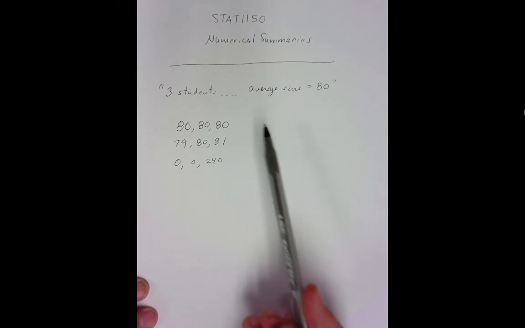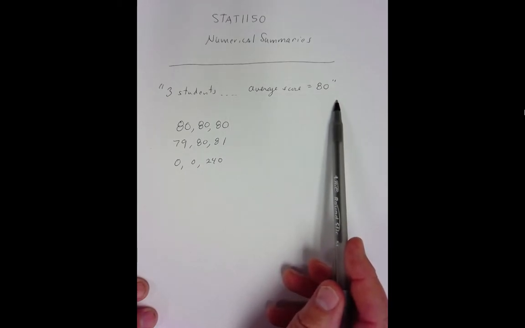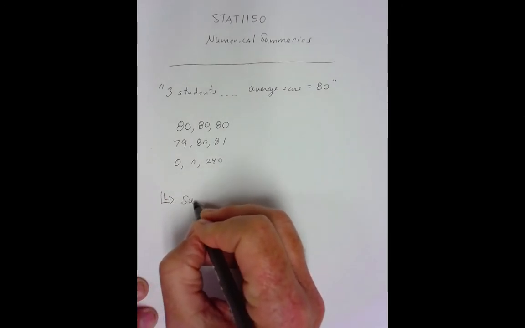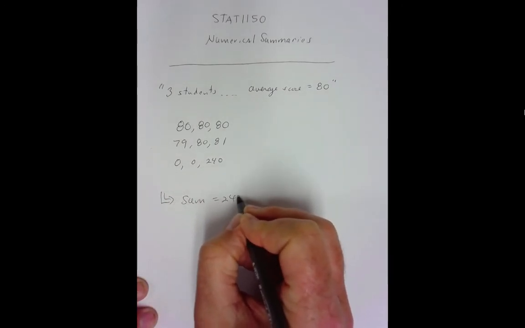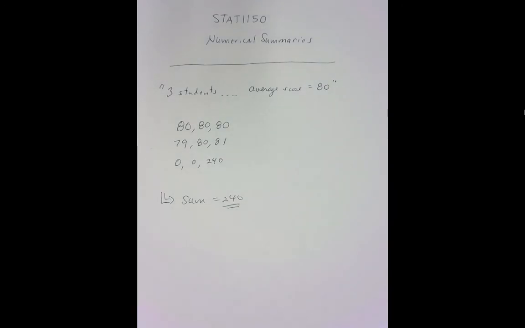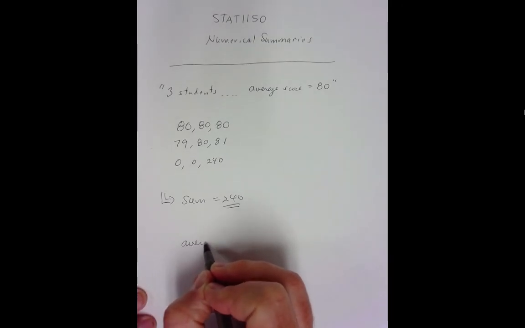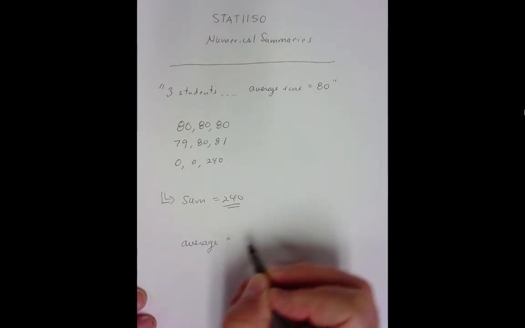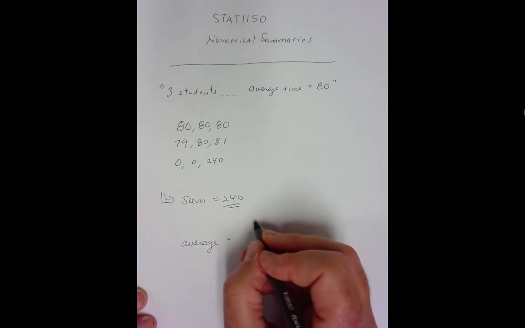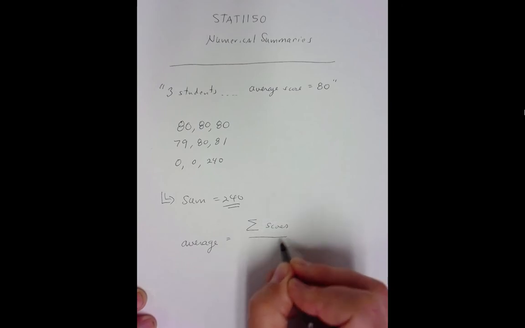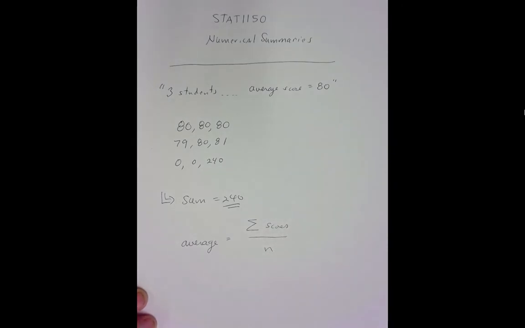So anyway, my point is, when you say that you've got an average score of 80, really the only thing that you can say for sure is that the sum of the scores had to be 240. Because guys, when you find the average of a set of scores, essentially what you do is you take the sum of the scores divided by the number of scores that you're given.